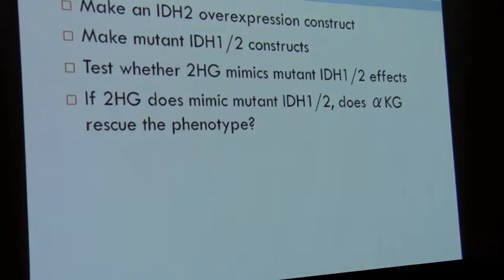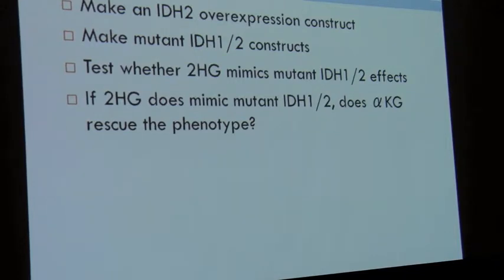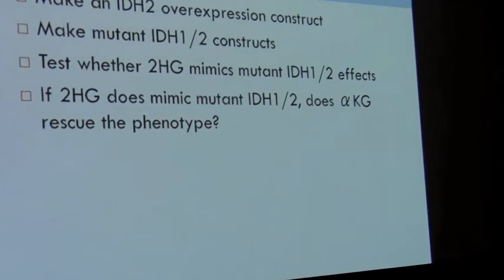Possible future directions include making an IDH2 overexpression construct, making mutant constructs, and testing whether the metabolite produced by the mutant IDH1 and 2 mimics the effects of the mutant IDH1 and 2. And if it does, does the metabolite produced by the wild type reverse the effects?